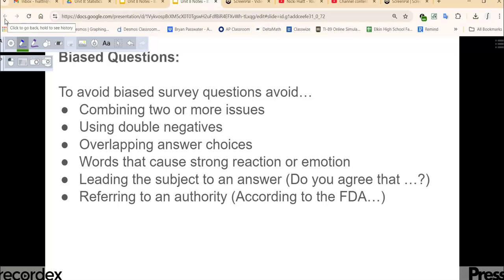Using double negatives is a bad idea because it just generally makes it confusing. So you wouldn't say, would you not like to not have chicken nuggets for lunch. The not makes that very confusing. Overlapping answer choices are a bad idea.